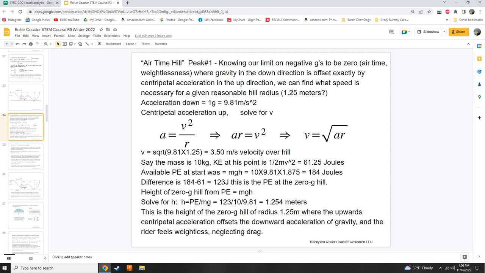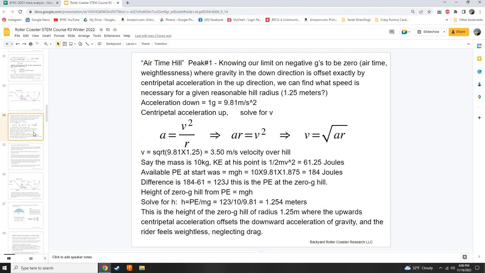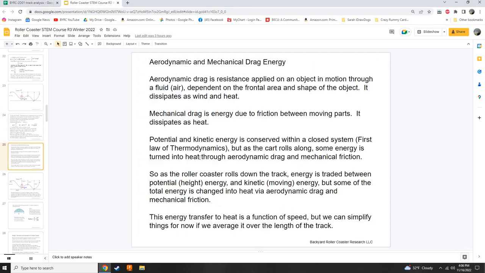So we solve that. Potential energy equals mass times gravitational constant times the height. Height equals PE, potential energy, over mass times g: 123 joules divided by 10 divided by 9.81. So the height is 1.254 meters right there at peak 1. If we make that 1.254 meters, and the radius is 1.25 meters, we will see gravity offset by the centripetal accelerations. And we'll feel a little weightless.